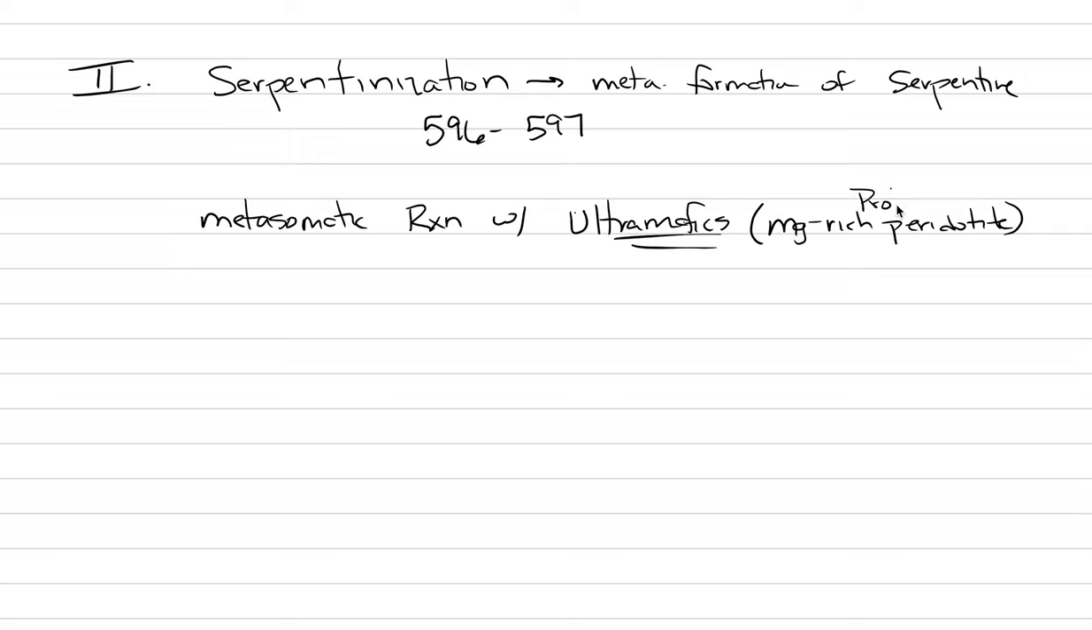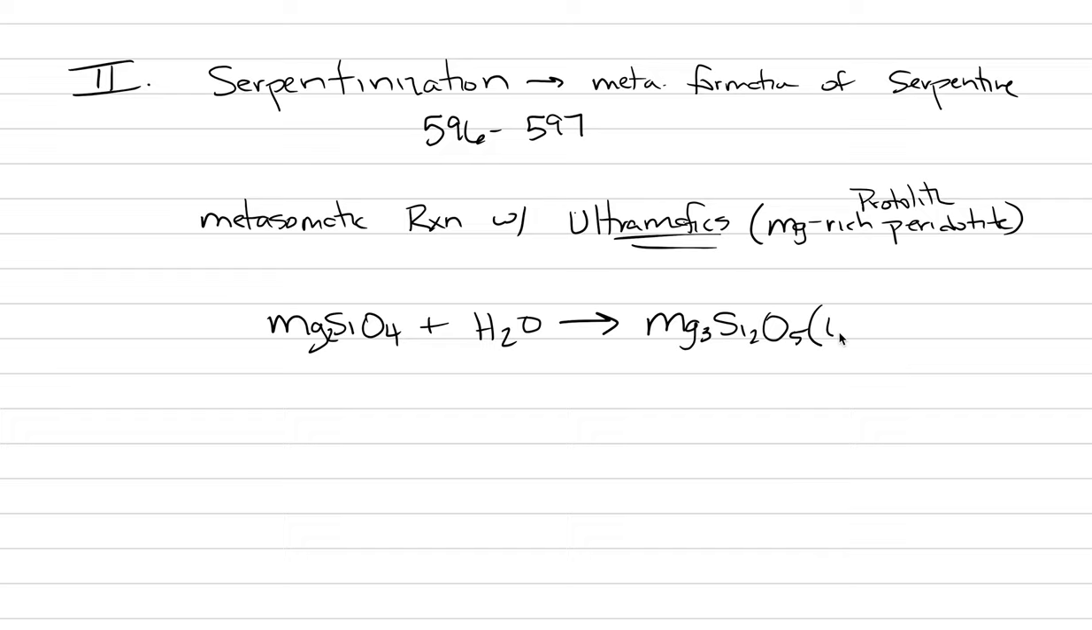The reaction that occurs is olivine, Mg2SiO4, plus hot water, H2O, goes to the mineral formula for serpentine, which is, do any of you know it off the top of your head? Right, of course not. Mg3Si2O5(OH)4. It's hydrous. We're not going to worry about balancing this equation. What does this rock look like?